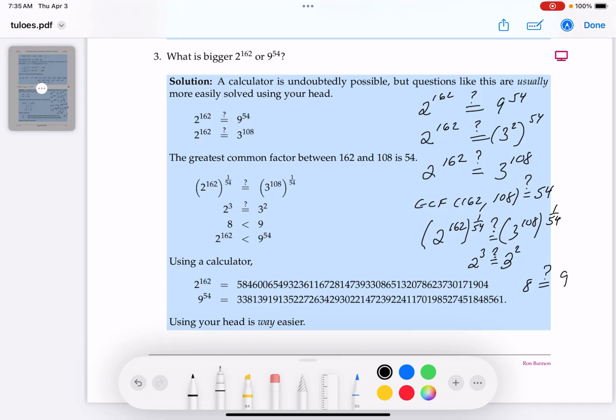I clearly know that 8 is less than 9, all right? So this is why we're saying that this over here, 2 to the 162, and 9 to the 54, what am I saying? That the number on the right is bigger than the number on the left, all right? So that basically answers the question. This would be the answer over here.